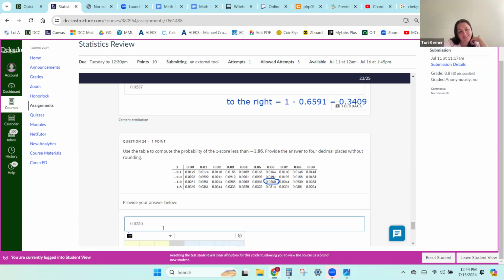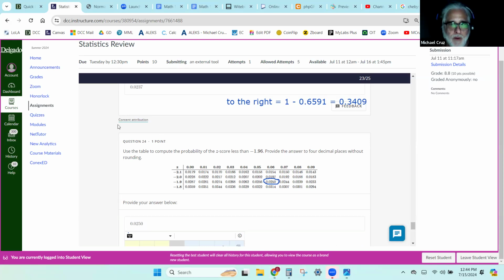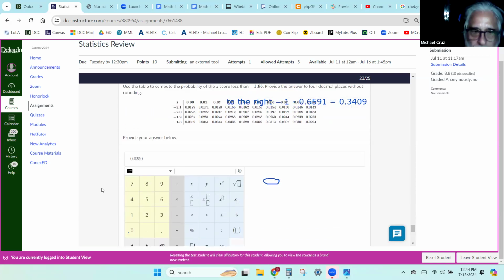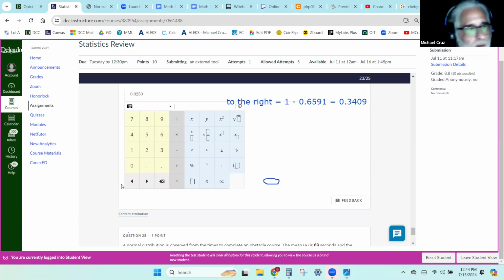Gotcha. 2.5% is what that is. That's a pretty standard one. If you take regular statistics, like 2 or 3, you'd see that more often. That's 95%. I mean, negative 1.96 is a common one.